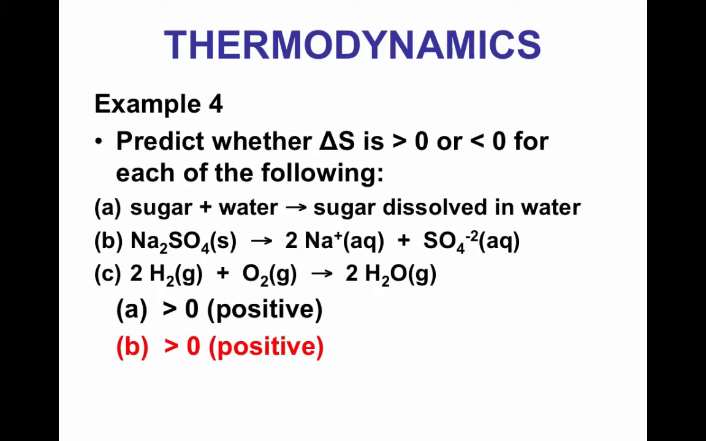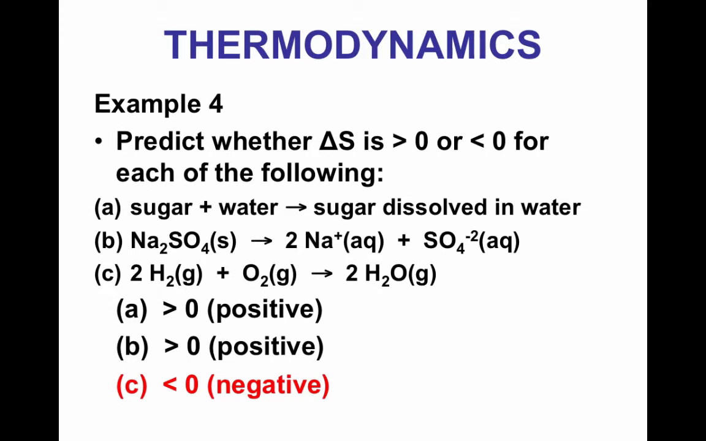And then with C, you have hydrogen and oxygen gas forming water vapor. If you look on the left, you have 3 molecules of gas. On the right, you have 2. So are you becoming more disordered or more ordered? Well, you're becoming more ordered. When you become more ordered, your entropy decreases. You are essentially taking away the disorder. So your delta S is less than 0.